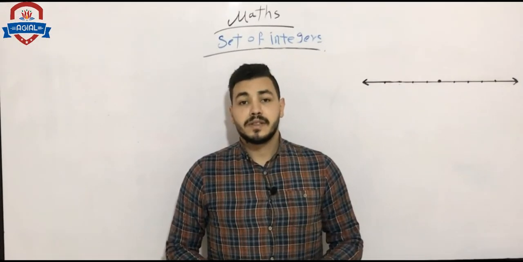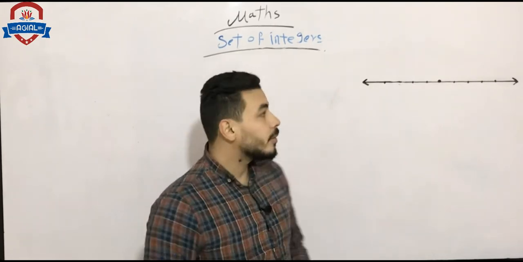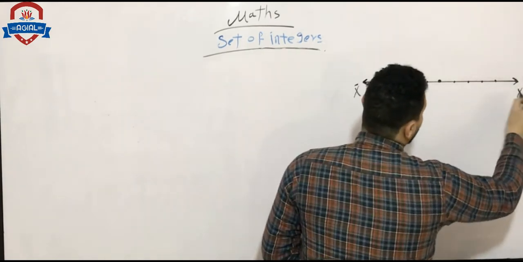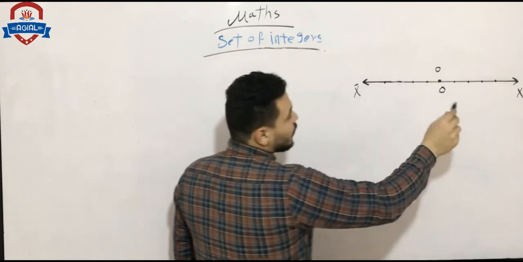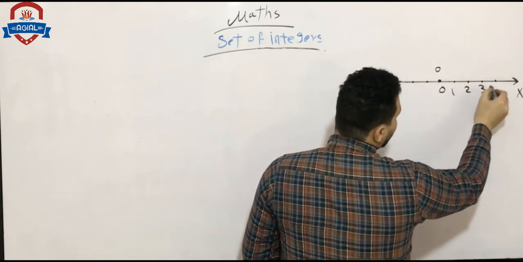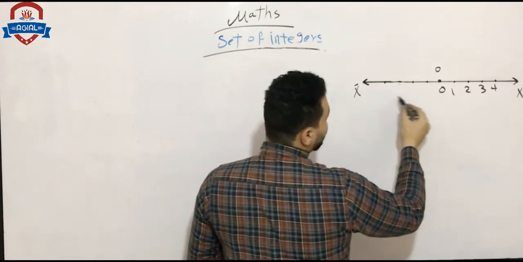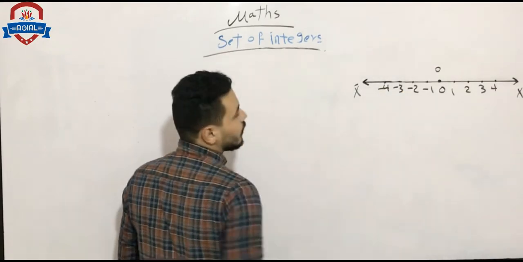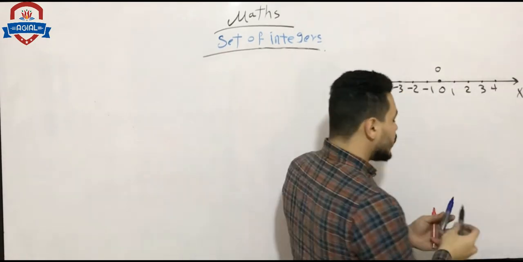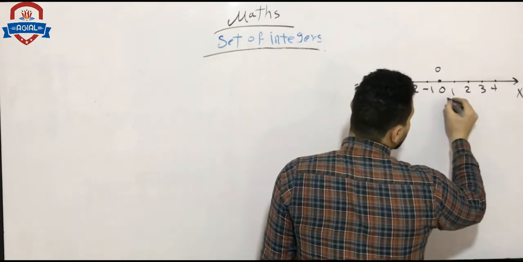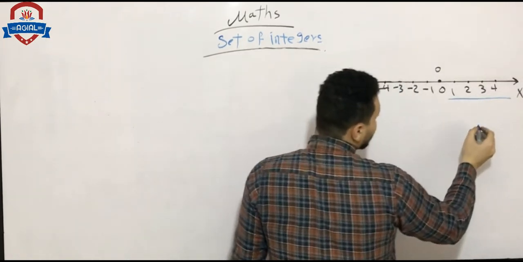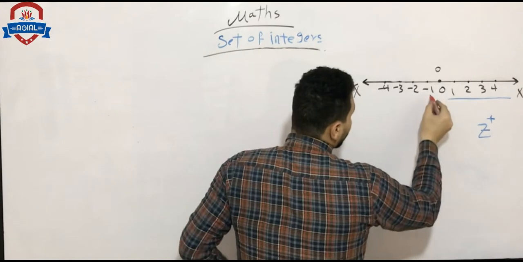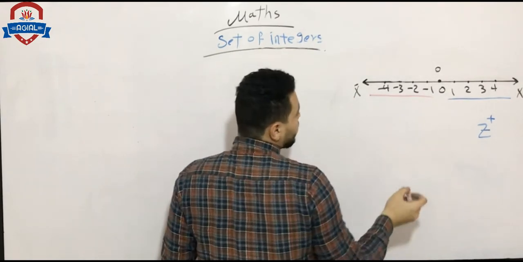And now if we need to represent the set of integers on the number line, look at the board. If we have the number line x'x, and the middle point O is 0. When we move to the right of 0, we have 1, 2, 3, 4, and so on. When we move to the left of 0, we have negative 1, negative 2, negative 3, negative 4, and so on. The numbers to the right of 0 are called positive integers, which we denote by positive Z. The numbers to the left of 0 are called negative integers, which we denote by negative Z.